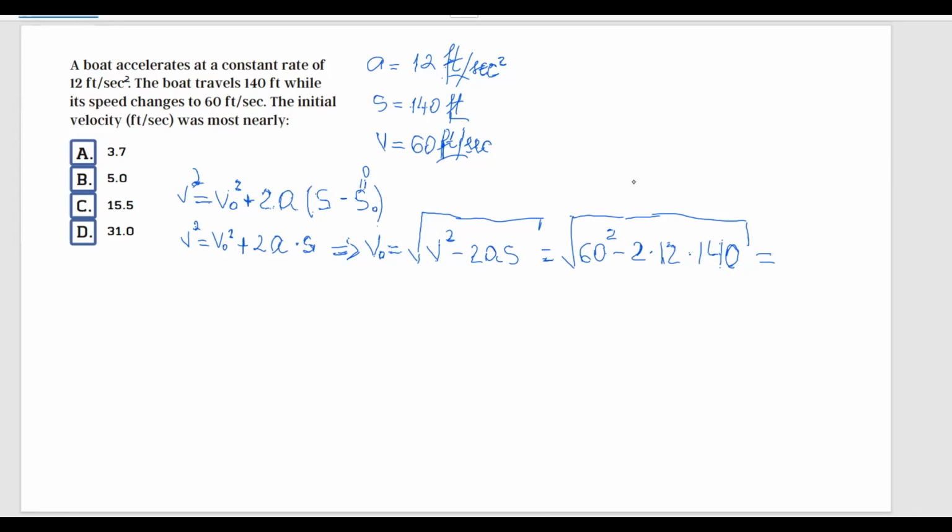So let's go ahead and do this again. So we have 60 squared, 140 multiplied, minus, square root. This gives me 15.49. So I get 15.49, or I can round up and say 15.5 feet per second. And so the correct answer is C.